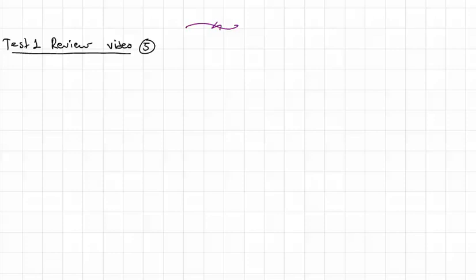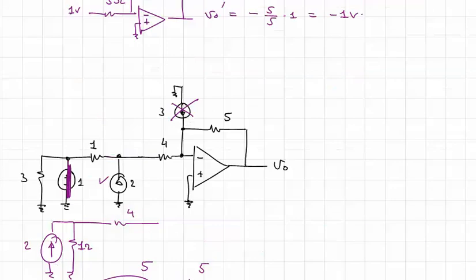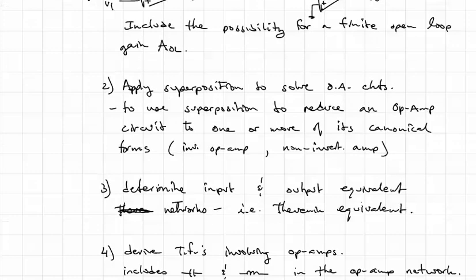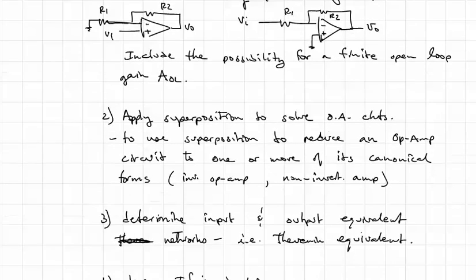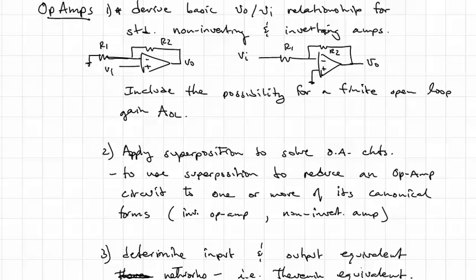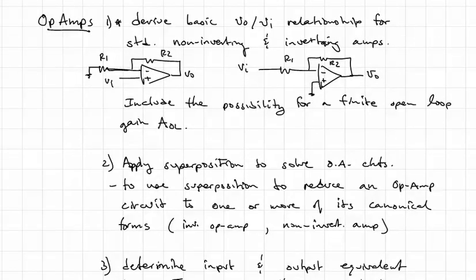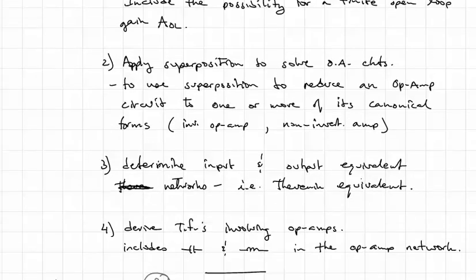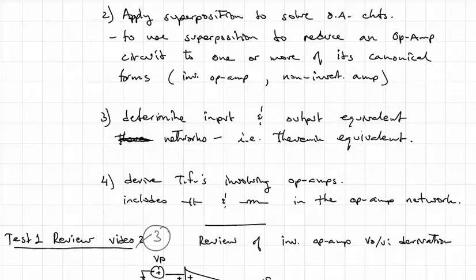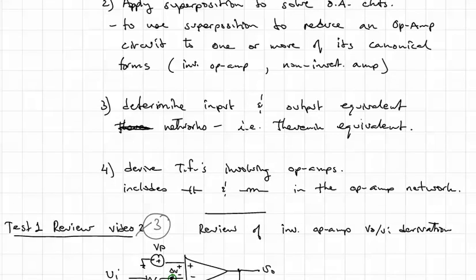Okay, this is video 5 in the test 1 review. Let's go back up to our list of things we were going to talk about. We were going to talk about deriving the basic VO-VI relationship for the two standard canonical models. We looked at the inverting. I'll let you look at the non-inverting. We considered both the infinite gain and then the finite gain, open loop gain cases. Secondly, we applied superposition to solve op-amp circuits. And now we want to look thirdly at determining the input and output equivalent networks, or Thevenin equivalent. Lastly, we'll derive some transfer functions involving op-amps.